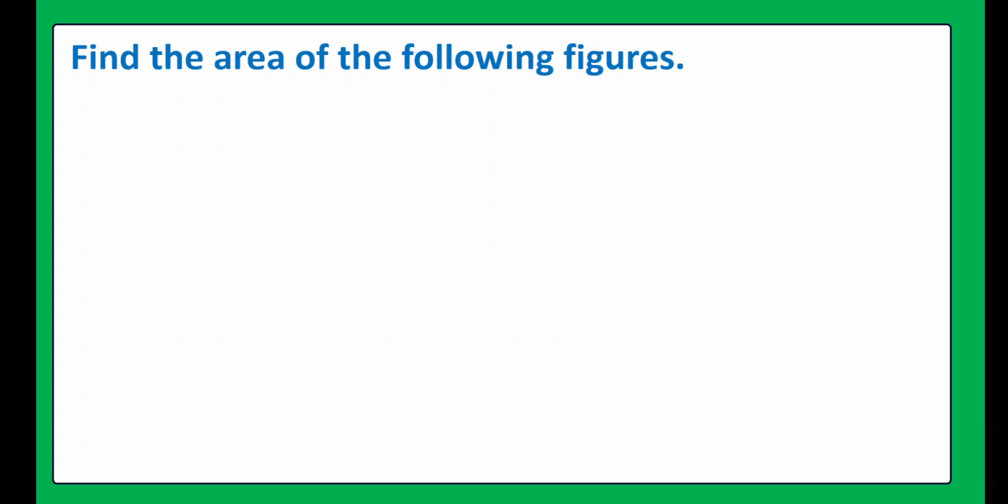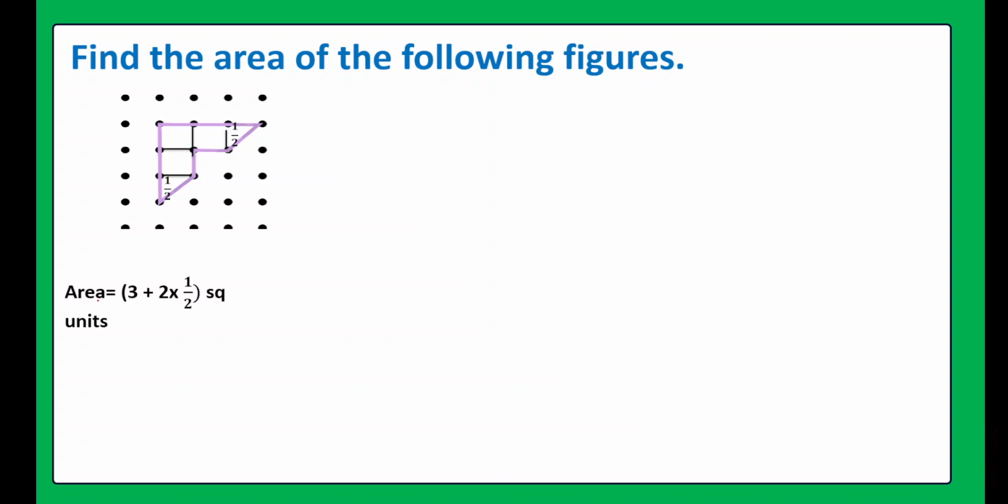Find the area of the following figures. First one, here we are drawing these square forms by joining. This is exactly half, so we make it a half unit. Similarly here, this is a half unit. The other three are full squares. Therefore, area is equal to 3 plus 2 halves, so 2 into half square units. Nothing but area is equal to 3 plus 1, because the 2 halves make 1. So 3 plus 1 is 4 square units.